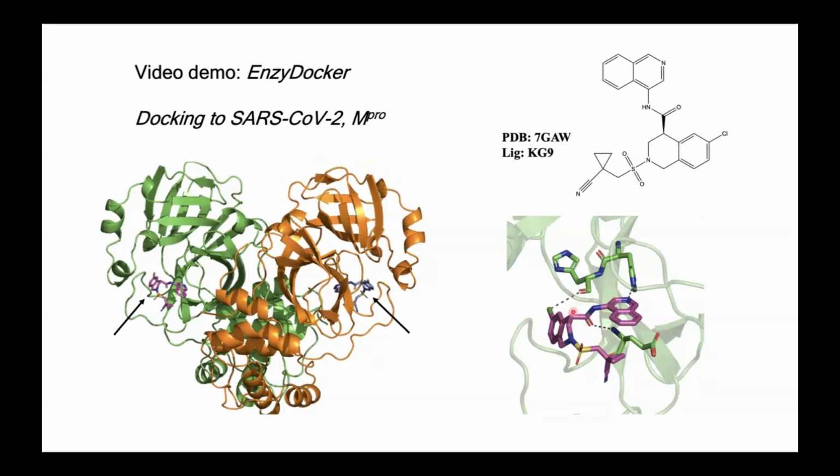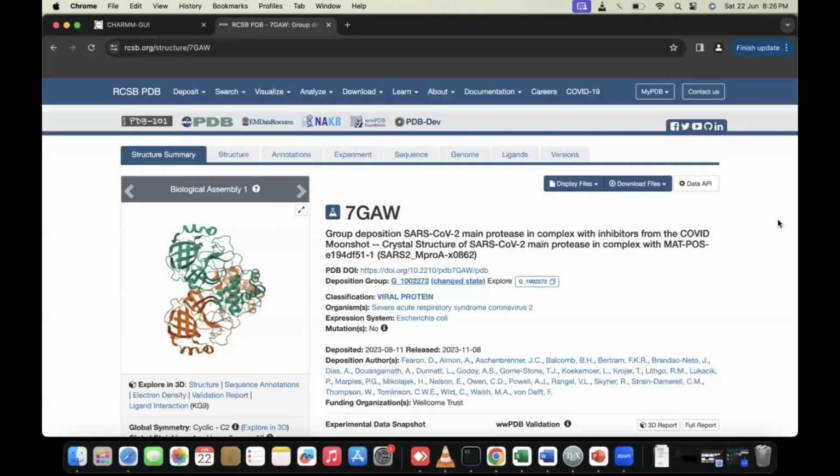During docking, distance restraints will be applied between these specific residues. This video will demonstrate the distance restraint feature of the EnzyDocker module in CHARMM-GUI. It provides a convenient interface to the enzyme-specific docking program EnzyDock. The protein structure we'll use is 7GAW.